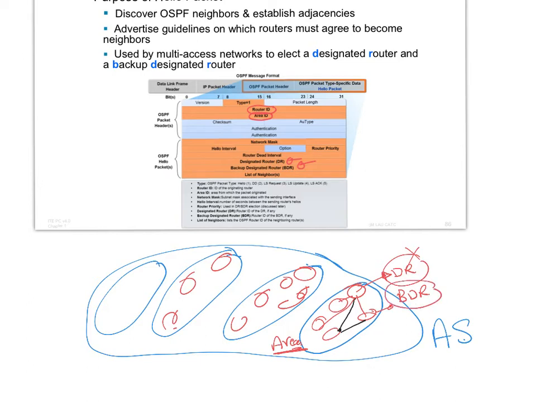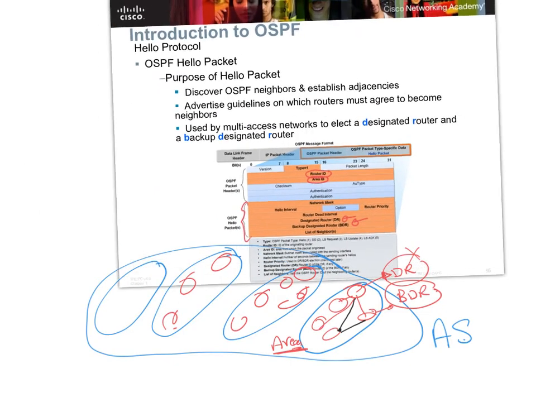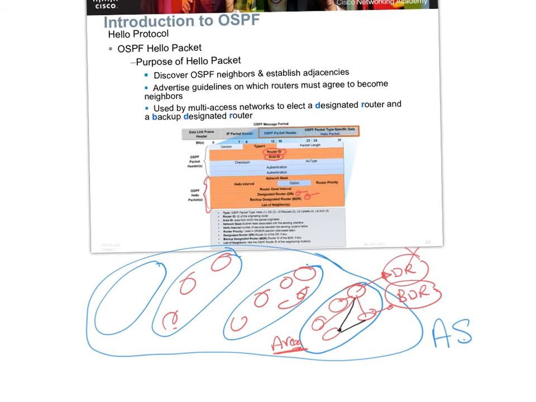Of course, the backup designated router will take over the responsibility of being the designated router in case the designated router goes down. So that's why we have the hello packet format. It looks like this to get exchanged between routers in the same area. So in the same area, all the messages have to be sent to the designated router and the backup designated router. So that's for the case of the hello packets.